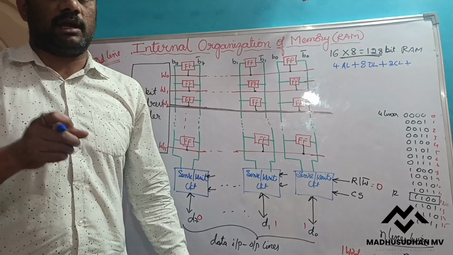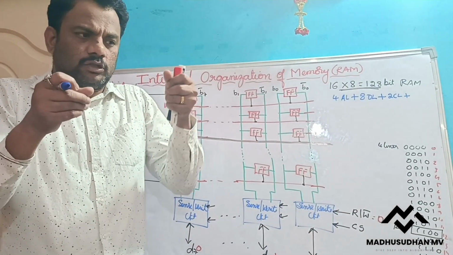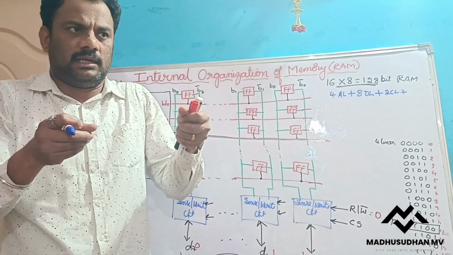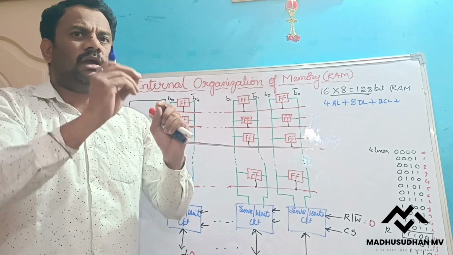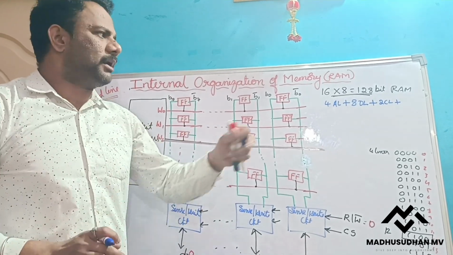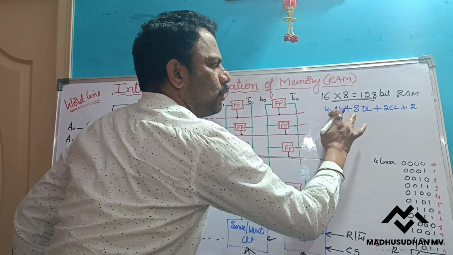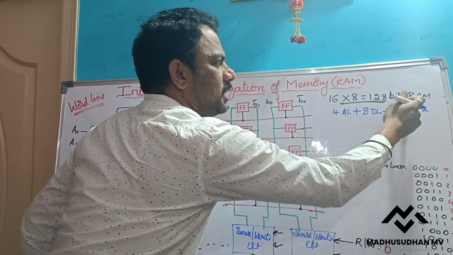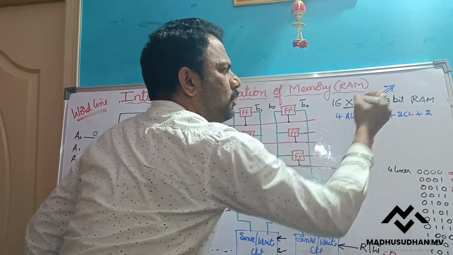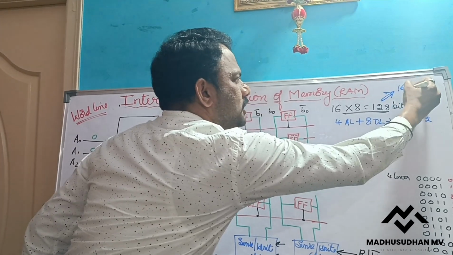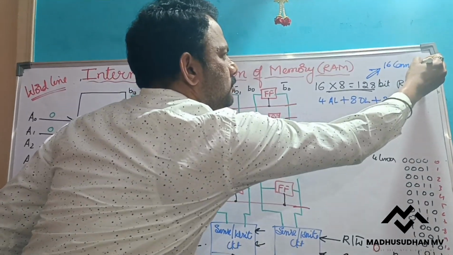You did this in the lab, I think. Whenever you use a trainer kit, as soon as you place the IC in the IC slot, you have to connect VCC and ground, for the 2 power supplies. Totally, 4 plus 8 is 12, 12 plus 2 is 14, 16. That means to design 128 bits, I need 16 connections.